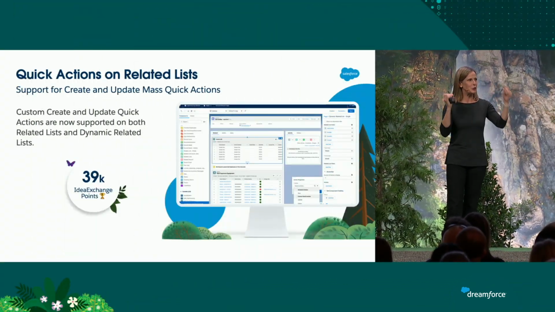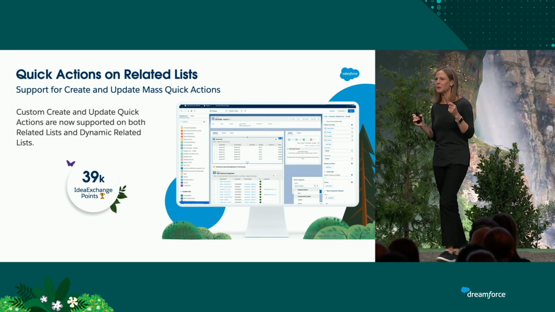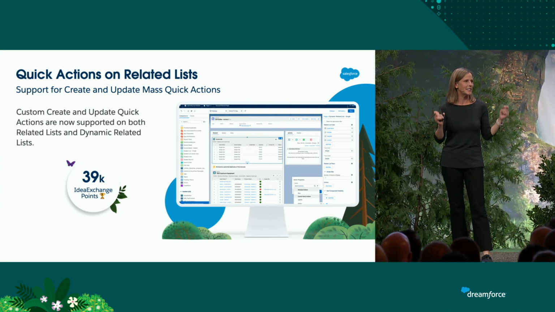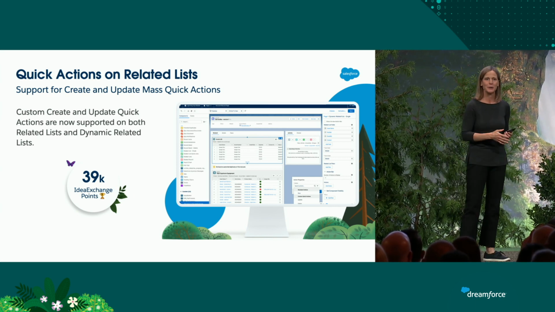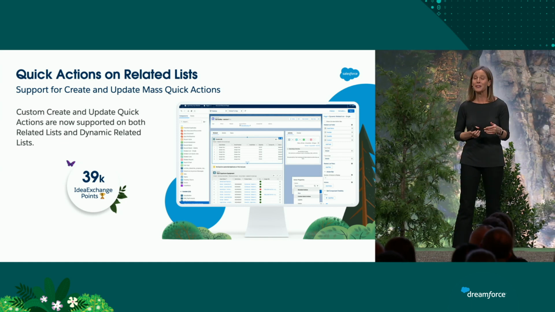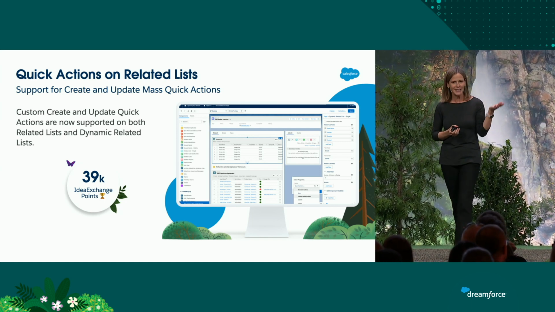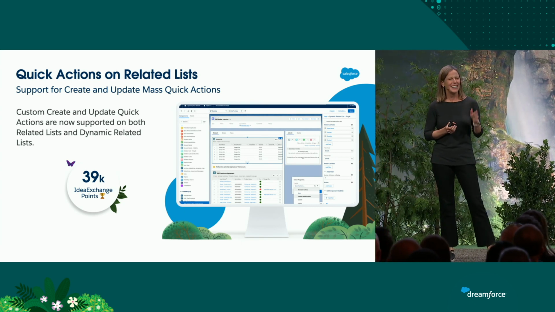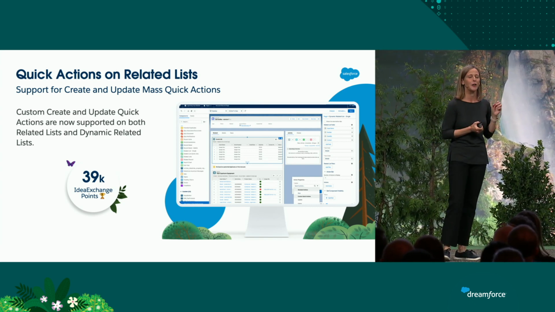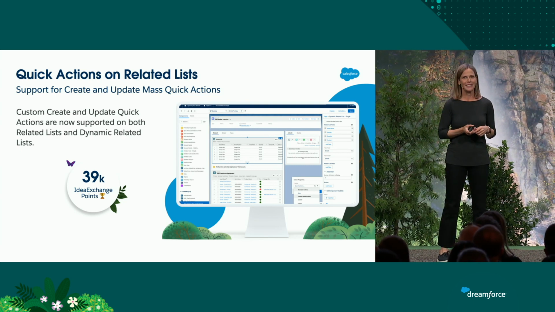All right, the next thing I want to talk about that's coming in Winter 24 is quick actions on related lists. And I am really excited we're delivering this because you all voted for it. In September 2022, you voted this as the top item for platform for prioritization. And we heard you, so we started working on it. And we are retiring 39,000 idea exchange points with that, and now you can create custom update and update quick actions on related lists and dynamic related lists as well.